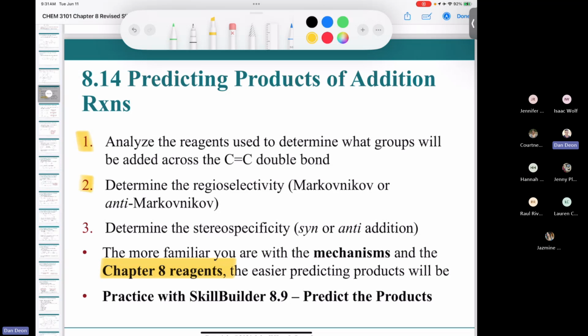And then determine the stereospecificity. If it's hydroboration oxidation, it's syn addition. If it's dihydroxylation with MCPBA, it's anti-addition, right?